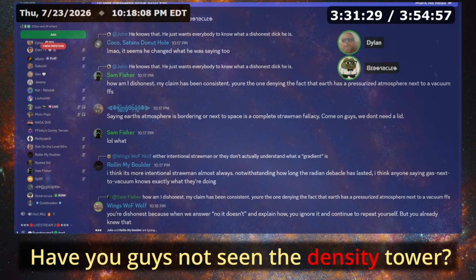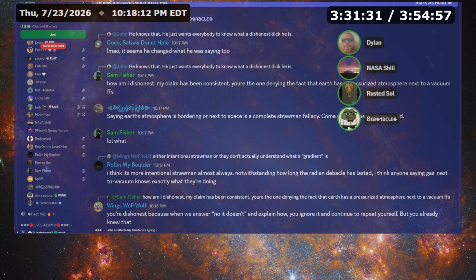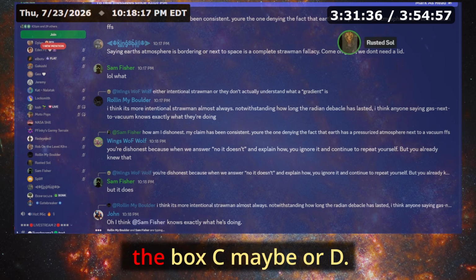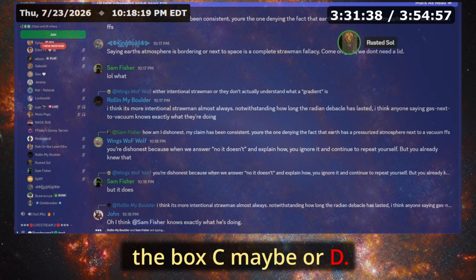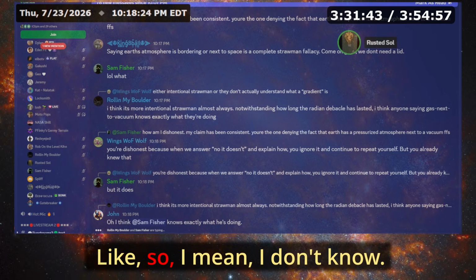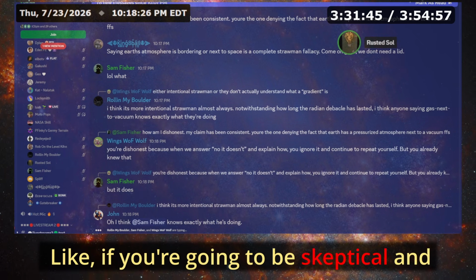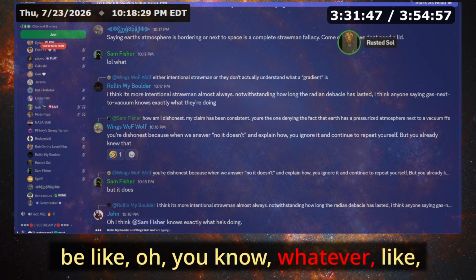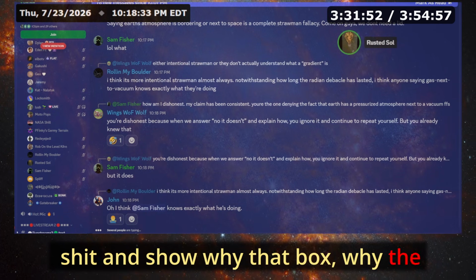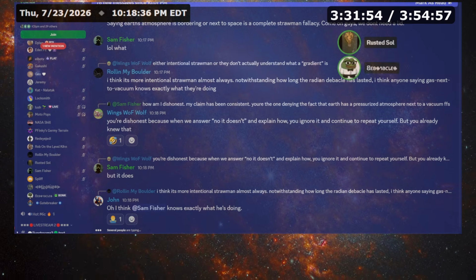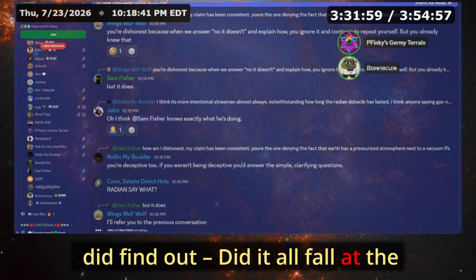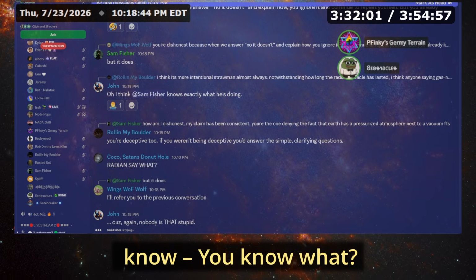Have you guys not seen the density tower? It doesn't work in zero G's. That was on an airplane, and nobody's recreated it. If you look at the box, I think it was C or D, I can't remember, I'd have to look at it again, it falls sideways. So if you're going to be skeptical, you're going to have to recreate that and show why the object falls sideways. Fair enough, but I didn't want to make a claim that all fall at the same rate. You're right.